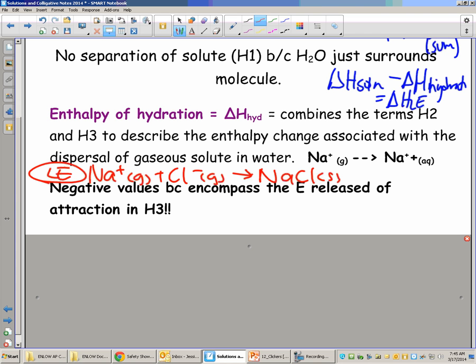Because remember, a solid ion and another solid ion don't move. They don't get together. They have to be mobile. They have to have enough kinetic energy to collide and create something new. And that's why these have to be gaseous. And a lot of times this enthalpy of hydration is a negative value because of what? What's H3 usually? Exothermic. H2 is usually endothermic, but H3 should outweigh H2 because that's the energy delivery process when they're mixing together.